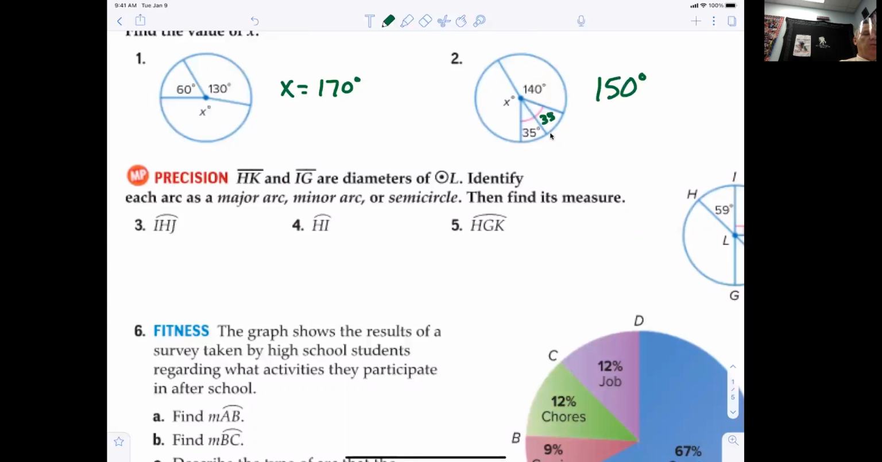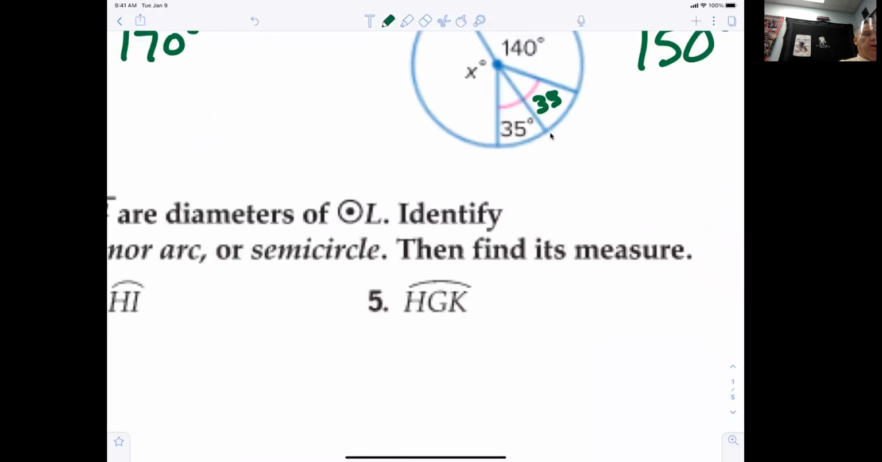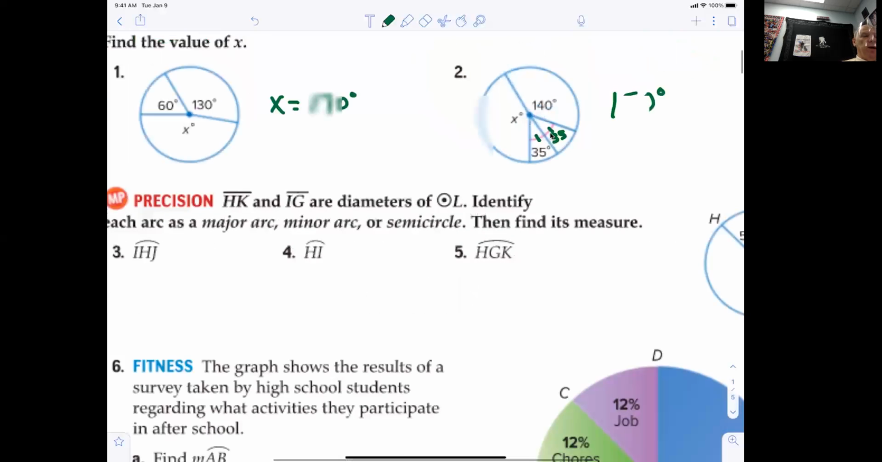Now, again, I don't really like the way this is written here. I like to write it like this to show that they're individual, because this seems like possibly the whole thing is 35. So just be careful with that.